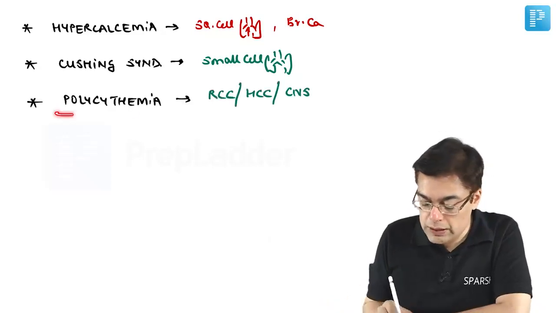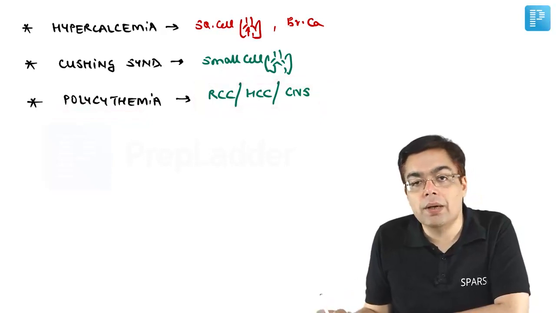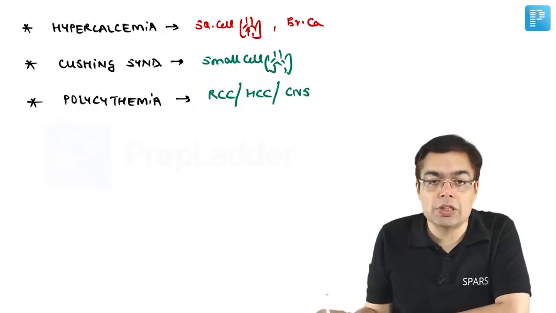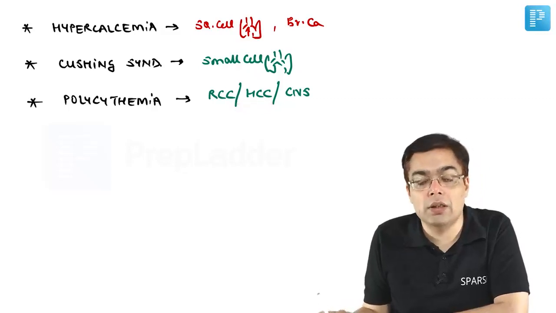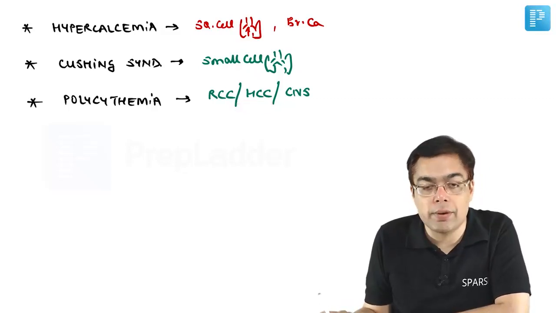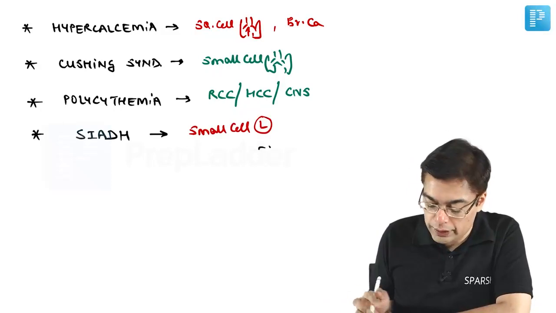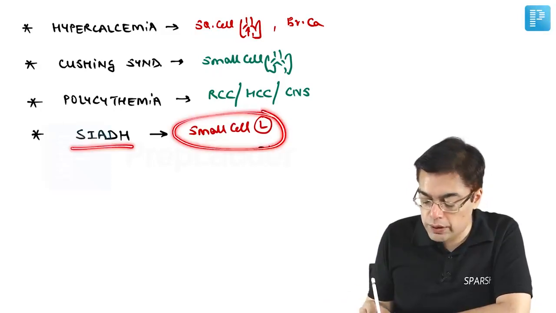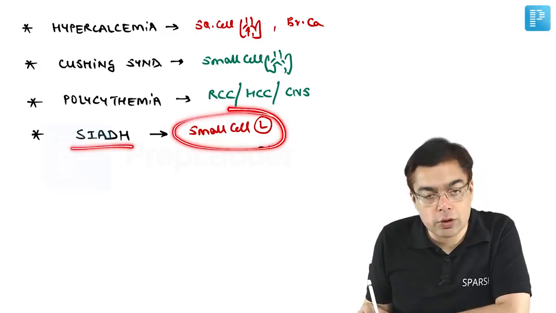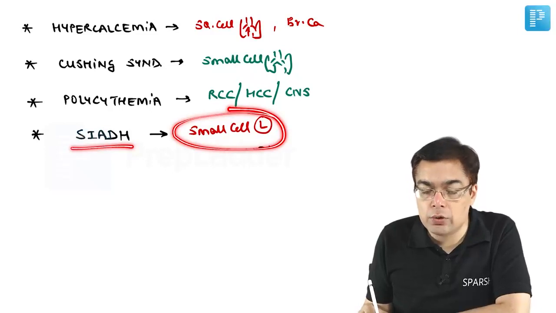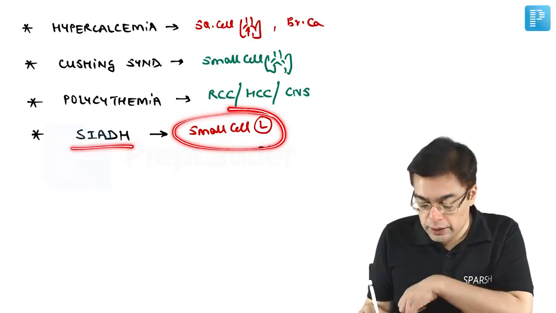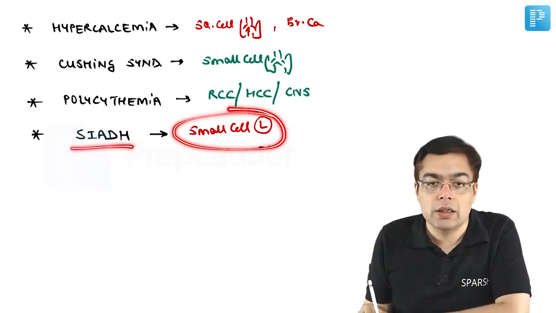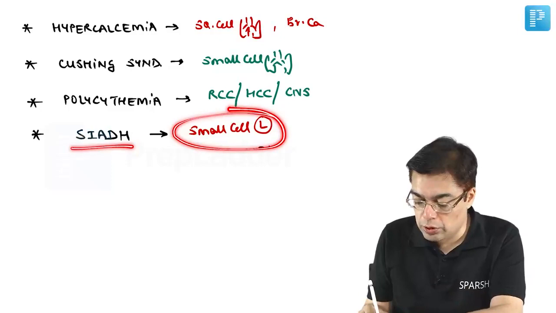Third one happens to be polycythemia, quite commonly asked in the exam, seen in a patient suffering from renal cell carcinoma or hepatocellular carcinoma, or at times even with tumors like cerebellar hemangioblastoma. The fourth one that we need to have an idea of is SIADH, associated with small cell cancer of the lung, again for the same reason. The neurosecretory granules at times are responsible for the secretion of vasopressin or ADH, causing secretion of an excessive amount of ADH.